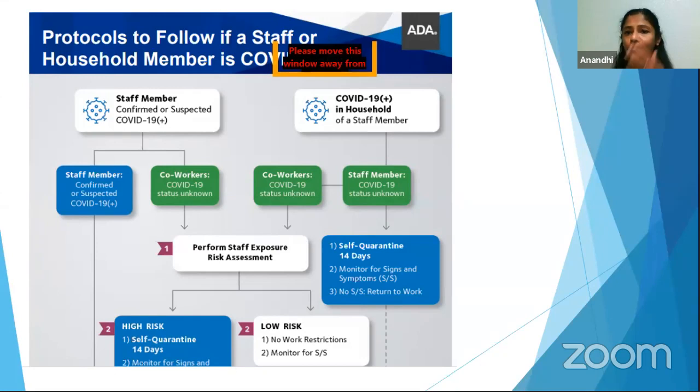So what we do is, again, we follow strict protocols. So everything, we have mask, shield, gown, everything, even before we come in contact with the patient, so that we are all protected. So for example, if a staff member or a staff member's family tests positive, this is what we have to do. If they're confirmed positive, then they self-quarantine for 14 days.